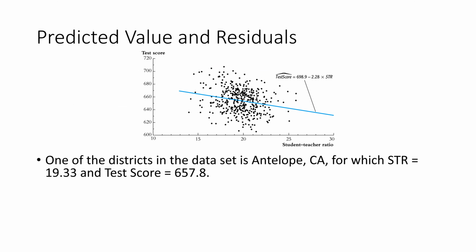But here we go. So one of the districts in the data set is Antelope, California, for which student-teacher ratio is 19.33 and test scores are 657.8.